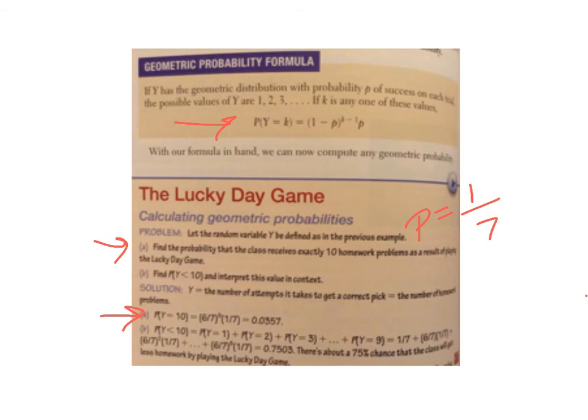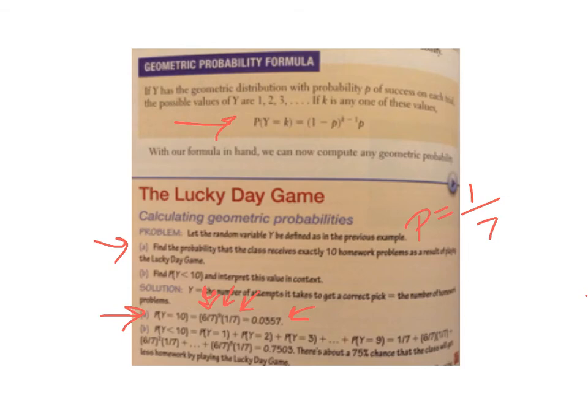Okay, and so my probability of 1 minus that is this right here, right? My 6/7 to the k minus 1, well, k is 10, so to the 9th power, times my probability that they get a correct pick, which gives me 0.0357. So basically about a 3.5% chance that they will be assigned exactly 10 homework problems.